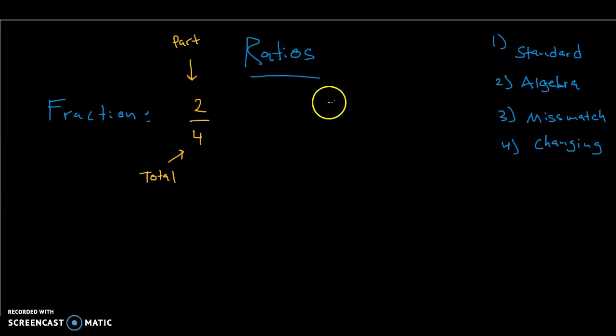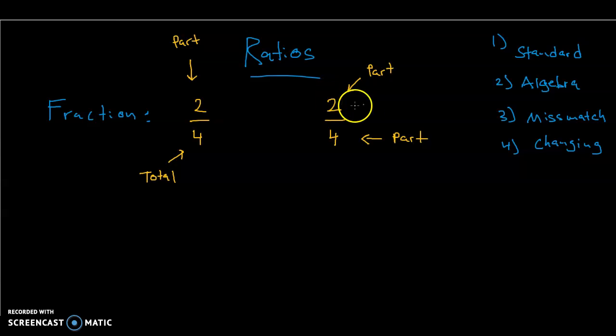Now a ratio, say the ratio is 2 to 4, looks exactly the same as a fraction, but now we're measuring something different. We are comparing the size of two parts. This is a part that I'm interested in, and this is another part, and I'm comparing the relative sizes of those parts. What's conspicuously missing from a ratio is a total. I don't know exactly how many things I have.